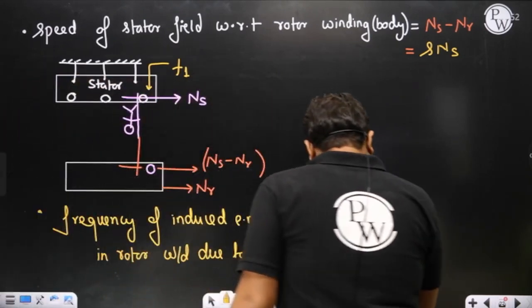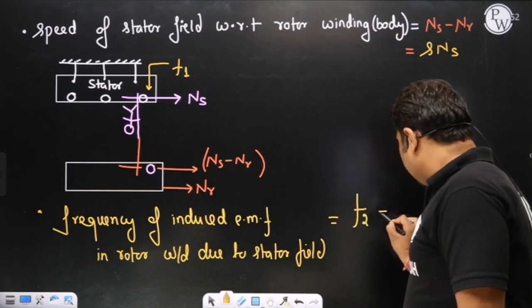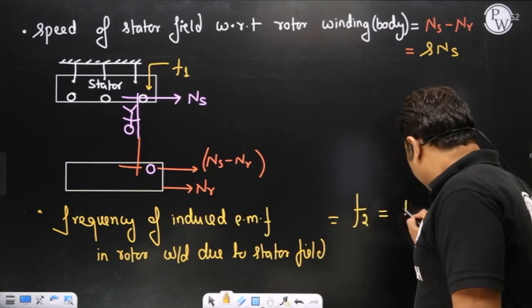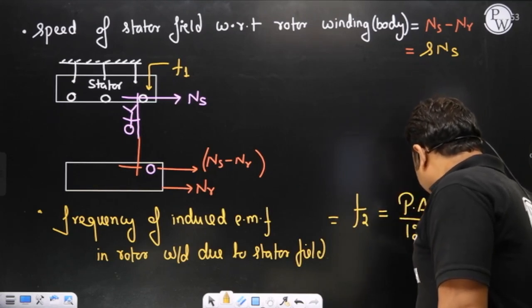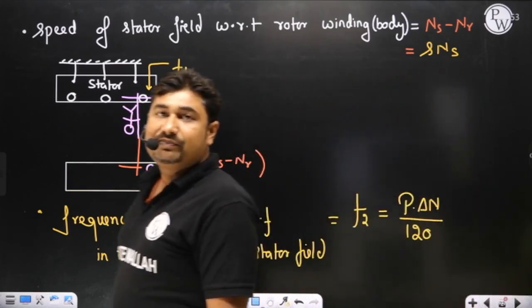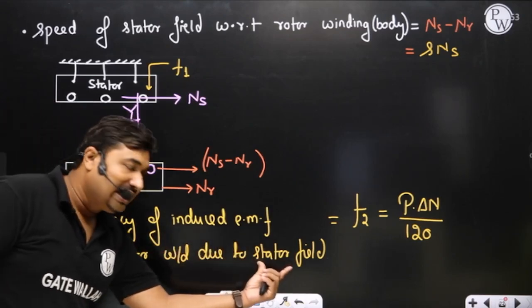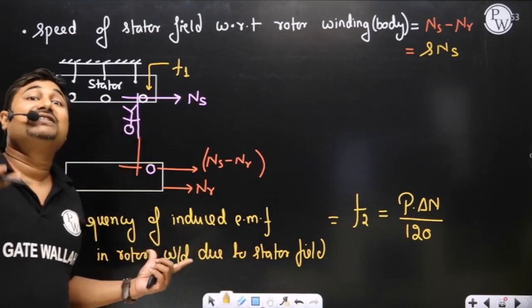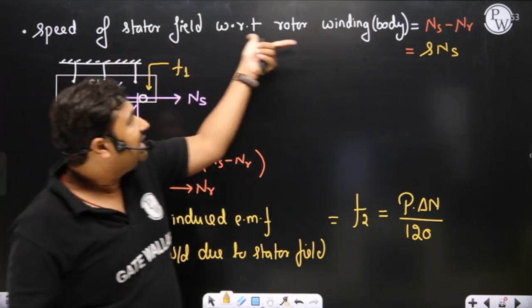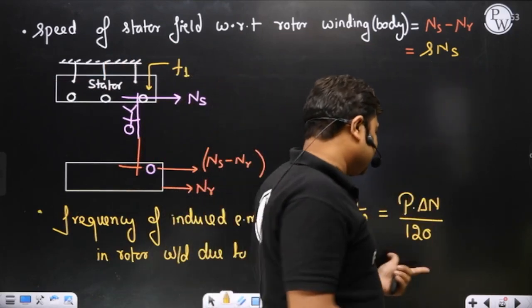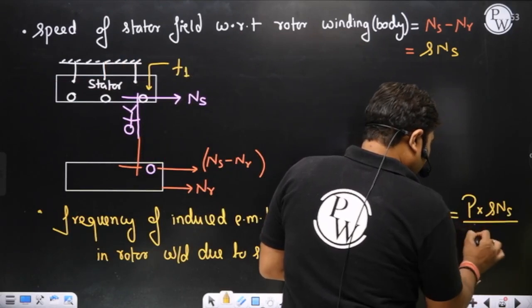Sir, we have observed frequency of induced EMF is always equal to P delta N by 120, where delta N is the relative speed between field and winding. Which field and which winding? Sir, stator field and rotor winding. What is the relative speed between stator field and rotor winding? Relative speed between stator field and rotor winding is s ns, sir. So you can write P into s ns by 120.